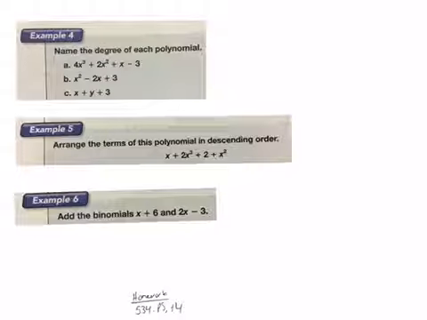So let's try these out. Name the degree of each polynomial. So we're looking at the highest one. This one's 3, this one's 2, this one's 1, this one's 0. So the degree is going to be 3. For part B, the degree is 2, 1, 0. So the degree of the whole thing is 2. And the third one, the degree is 1, 1, and 0, so the degree of the whole thing is 1.